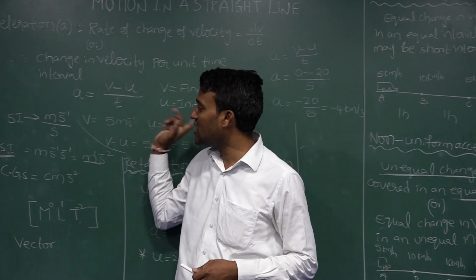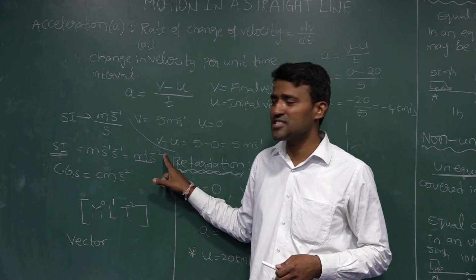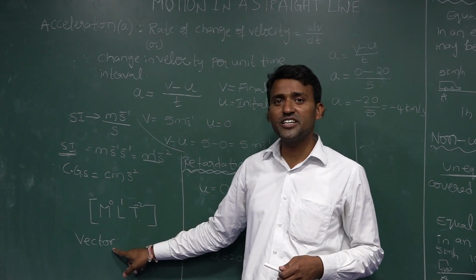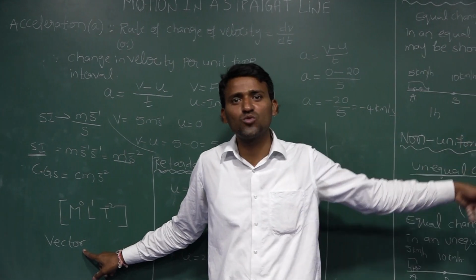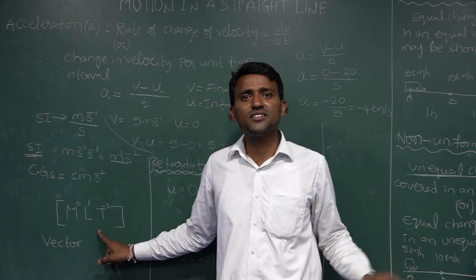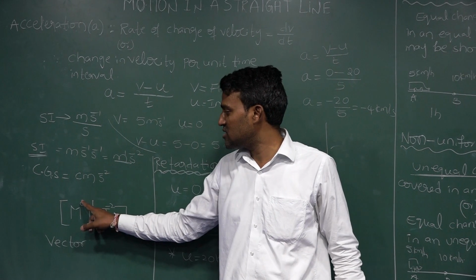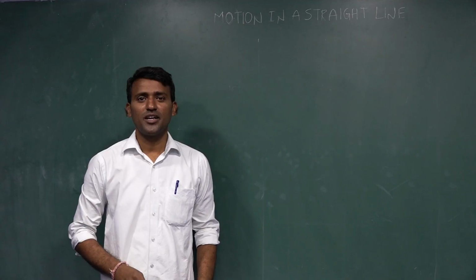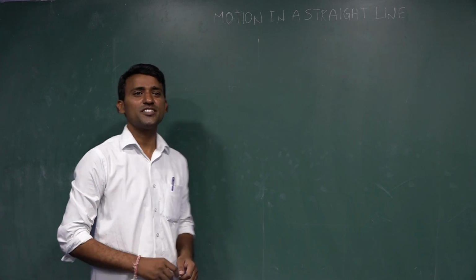Same units means all are meter per second square, and the CGS unit is centimeter per second square. It is a vector quantity, all are vector quantities only, and all have the same dimensional formula, that is 0 in mass, 1 in length, and minus 2 in time. Now we are discussing the equations of motion.